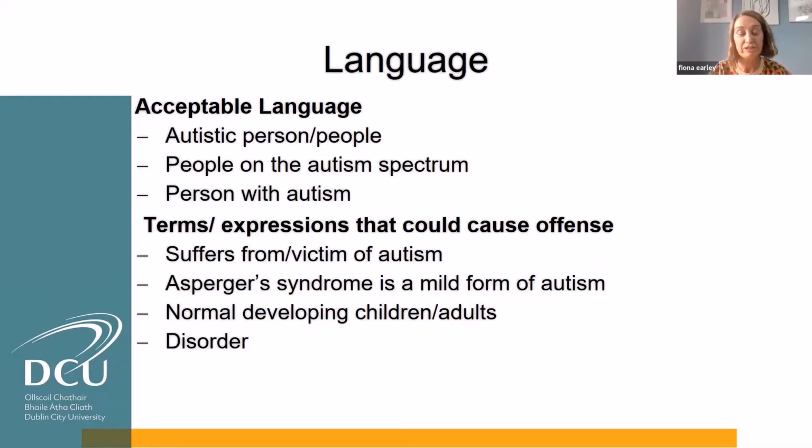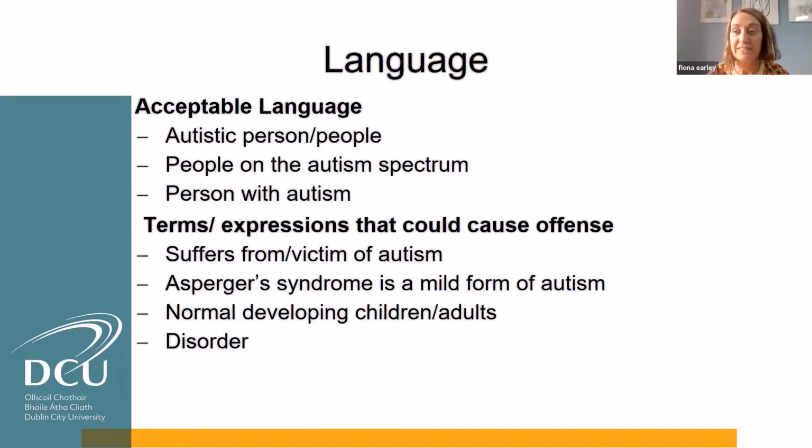Some terms that might cause offence, and again, language continually changes, is the word suffer, as in suffer from autism. Asperger's syndrome is a mild form of autism. Well, research on the autistic community would say that you cannot break autism into mild, moderate, profound. It is all under one umbrella. Some people might have higher support needs, but that doesn't mean that they are in a category of mild, moderate, or severe.